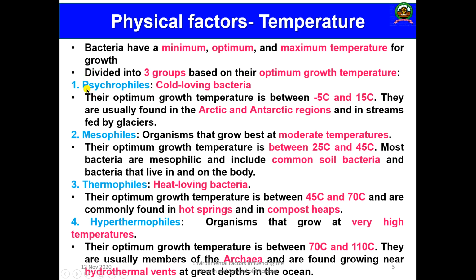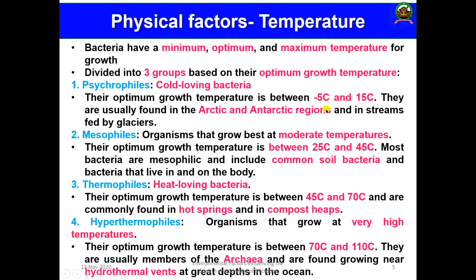The first one is known as psychrophiles. It is pronounced as psychro, the P is silent. Next one is mesophiles. Next one is thermophiles. Next one is hyperthermophiles. These are the four important types. Psychrophiles are nothing but cold loving bacteria. They want a little bit of cold to live and survive. Their optimum growth temperature is minus 5 degrees centigrade to 15 degrees centigrade.